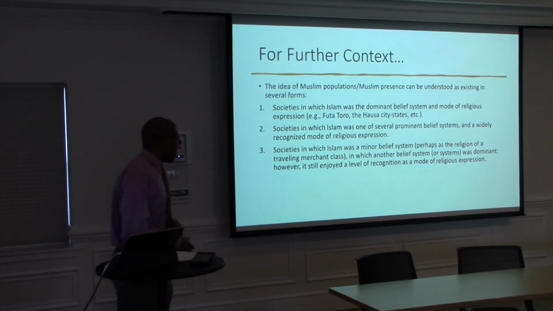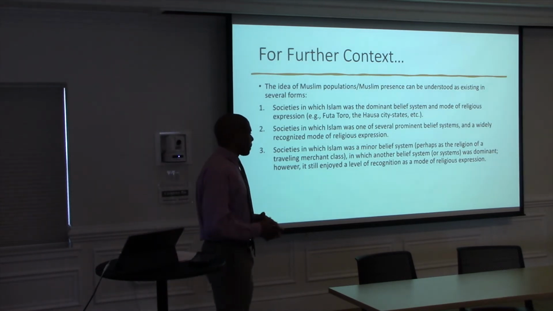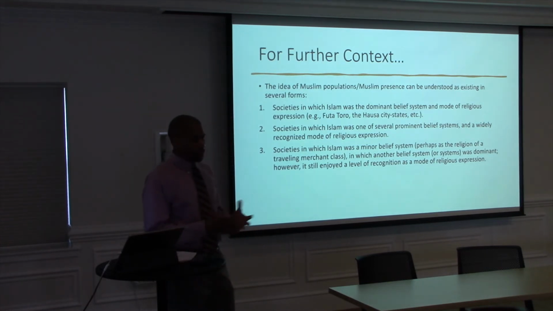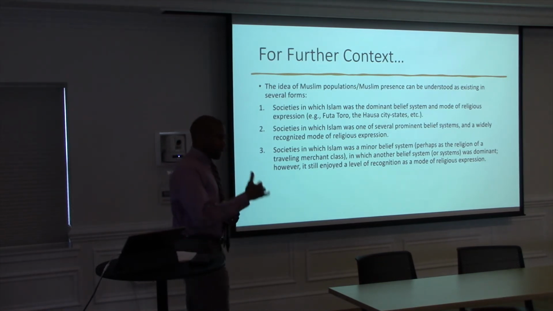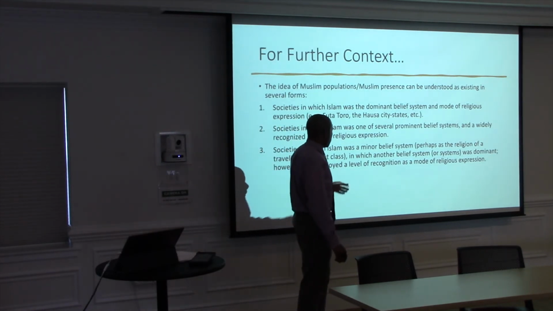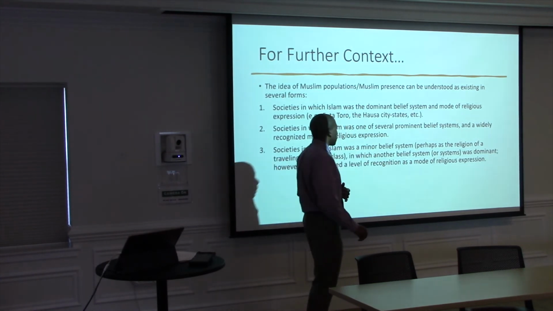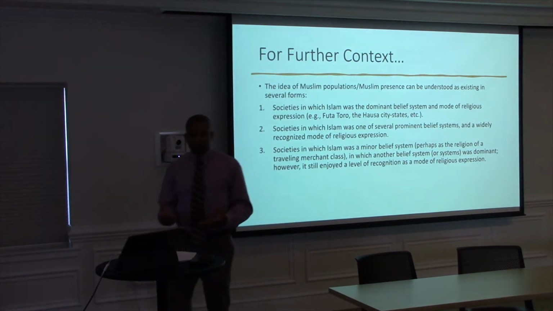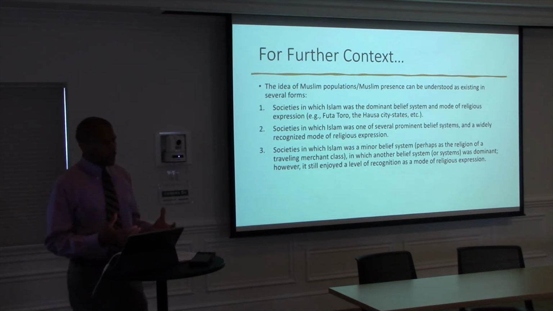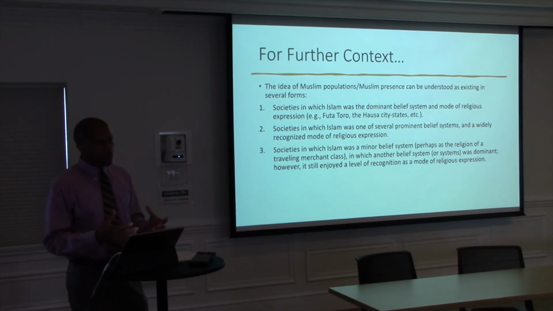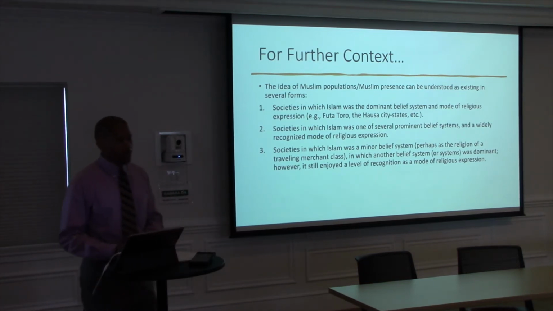And another example would be a society or societies in which Islam is a minor belief system in terms of numbers, perhaps a religion of a traveling merchant class. Here, the Jula or the Wangara come to mind, those Soninke merchants that worked their way down West Africa and into Nigeria, all the way down to Ghana. So it's a minor belief system in terms of numbers, in a society in which another belief system or systems is dominant. But it still enjoys a level of recognition as a mode of religious expression. So it does not enjoy a plurality or outright domination, but it is still recognized and understood, if not practiced by the majority of people.